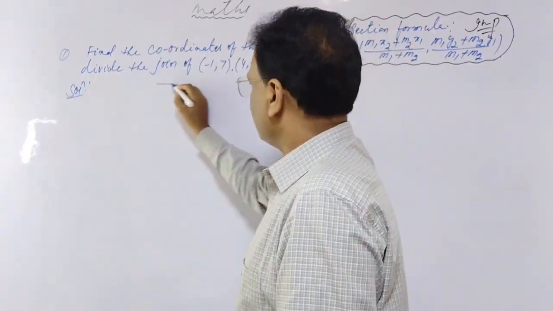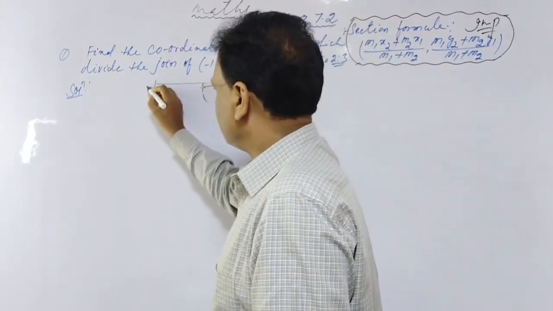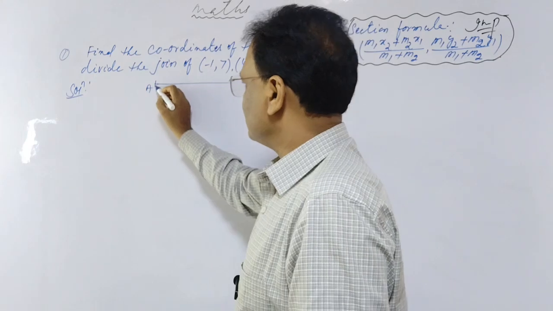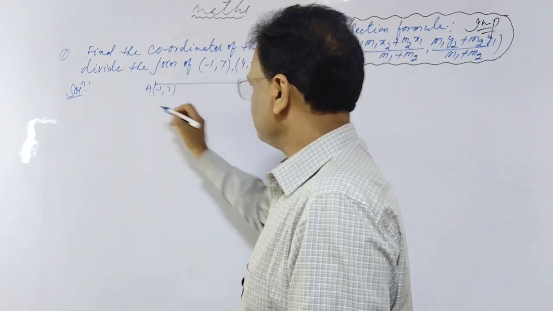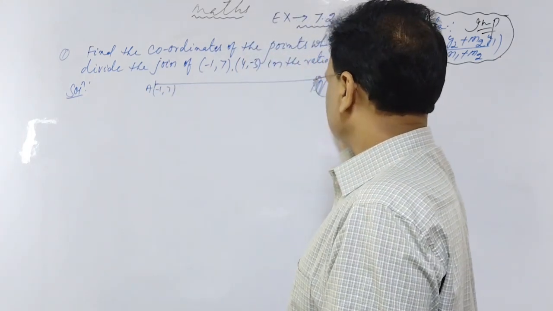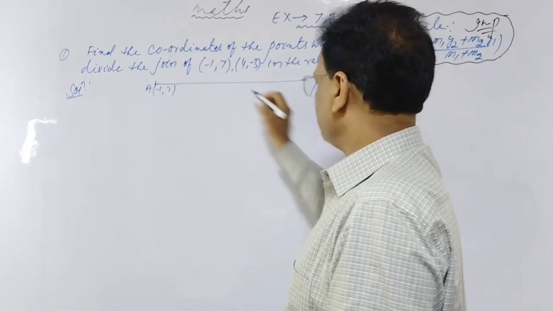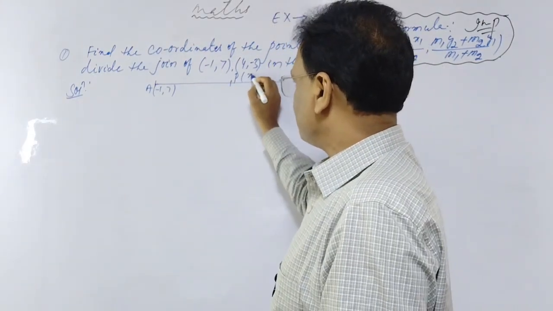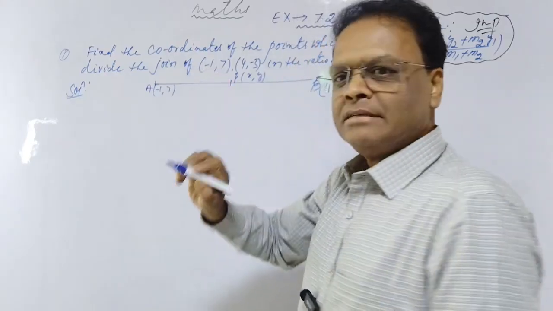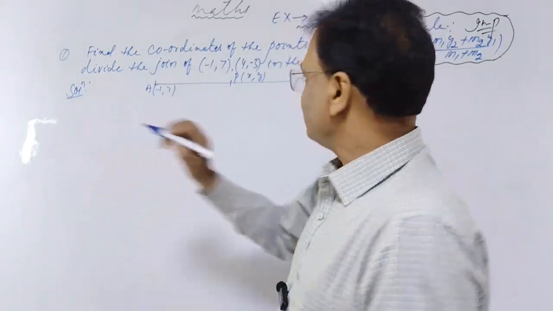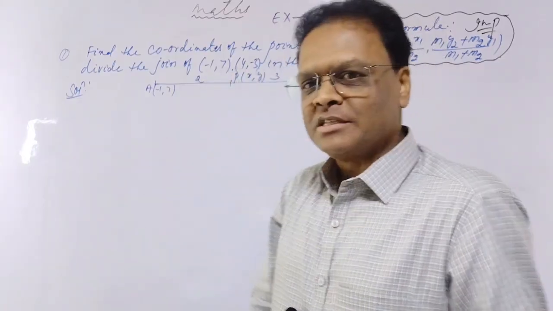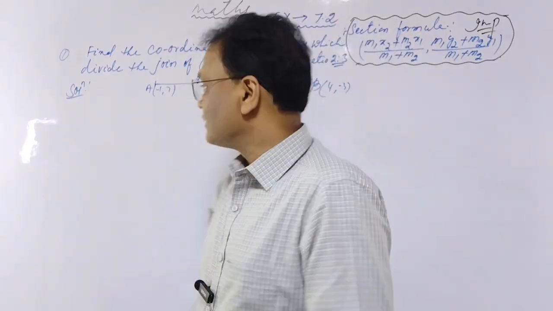So here a point is given, AB. Suppose the coordinates of the first point are minus 1, 7, and the coordinates of the second are given as 4 comma minus 3. This point, suppose P, he is asking to find the coordinates of this point, and it is given that this point divides in the ratio of 2:3. That means this is 2 and this is 3. Very simple. Just put the formula, get the answer.